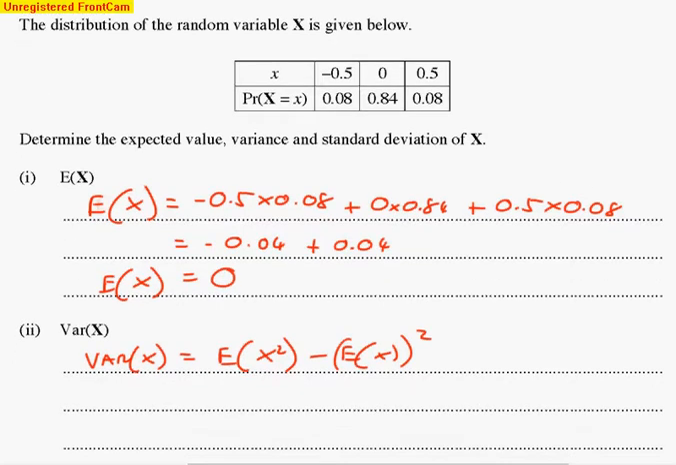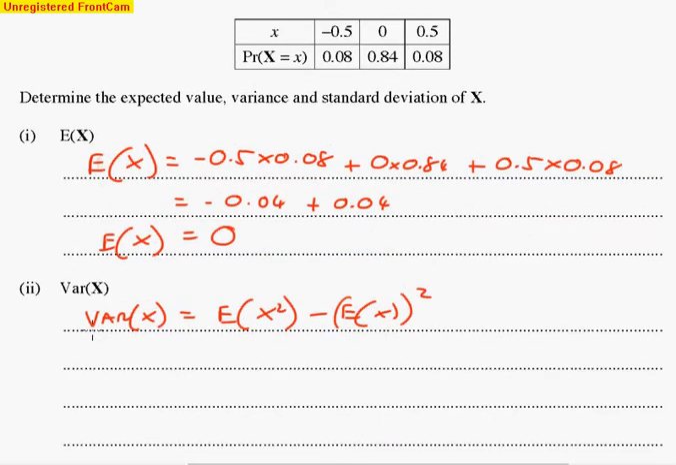So let's do that and see what we get. We need to find the expected value of x squared. So we square the x values. I'll put it all in, negative 0.5 squared times 0.08. The middle term will be nothing because we're going to do 0 squared, so I won't bother writing that down. And then on the end we get plus 0.5 squared times 0.08.